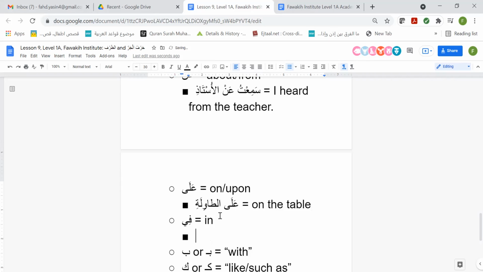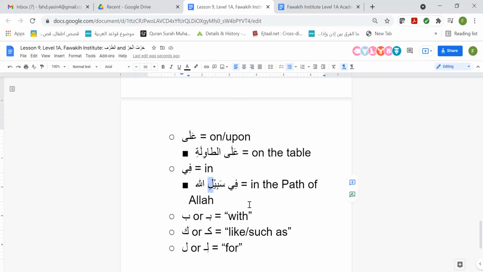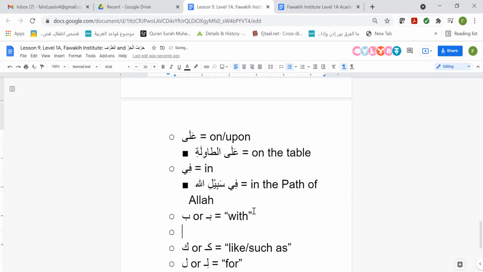In. So for example, I'm sure you guys have heard the expression fi sabilillah. They say it commonly in the masjid when they're trying to look for donations, right? Fi sabilillah. So this literally means in the path of Allah, right? So notice here, fi sabili. This is why they say fi sabili, not fi sabilu. Fi sabilillahi, okay.